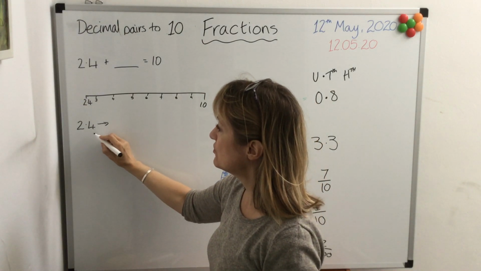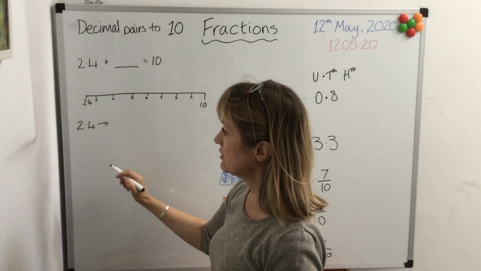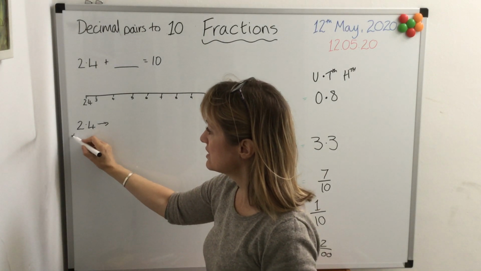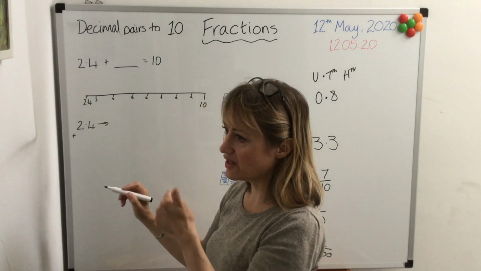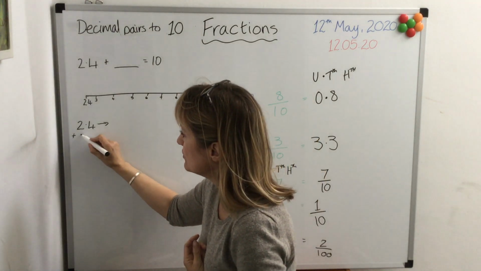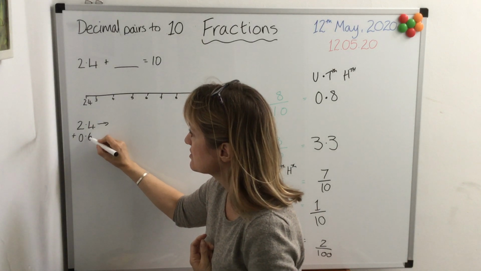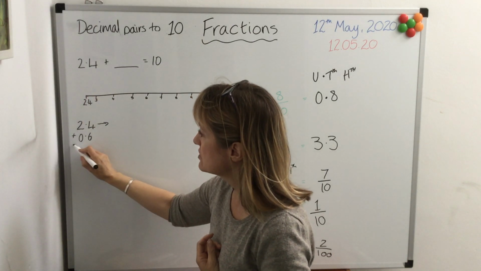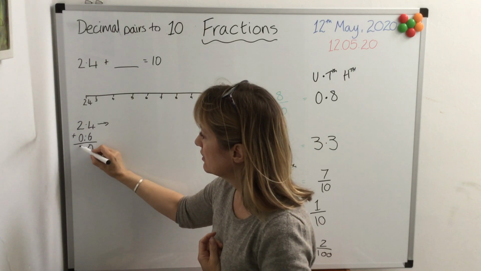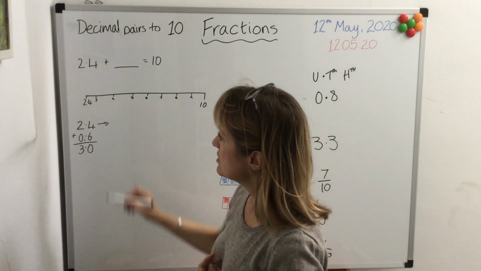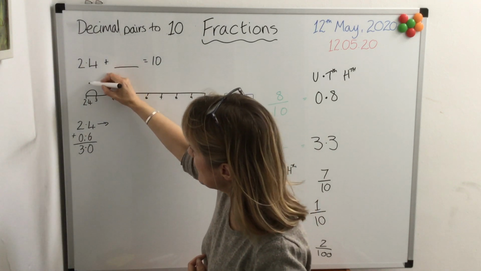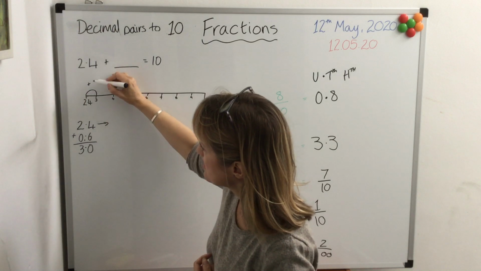So 2.4 add what would make 3? So what would you need to add here to make 3? So you need to add 5, 6, 7, 8, 9, 10. 0.6, because remember you're not adding a whole one. So you've got, put in your decimal. So from here to here, you had to add 0.6.